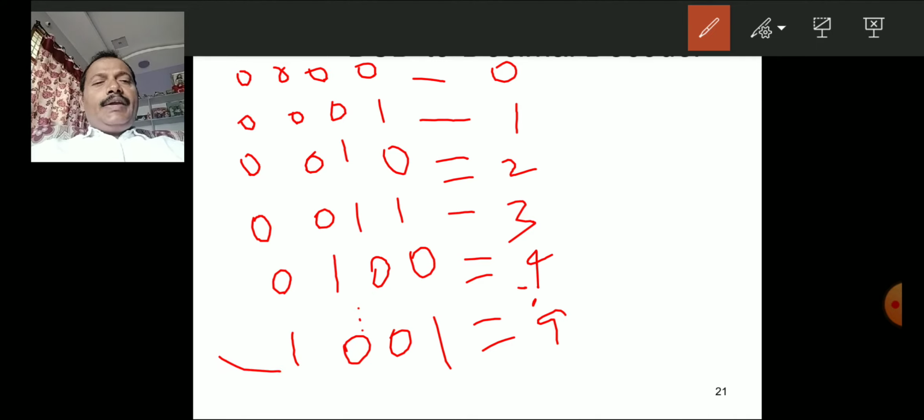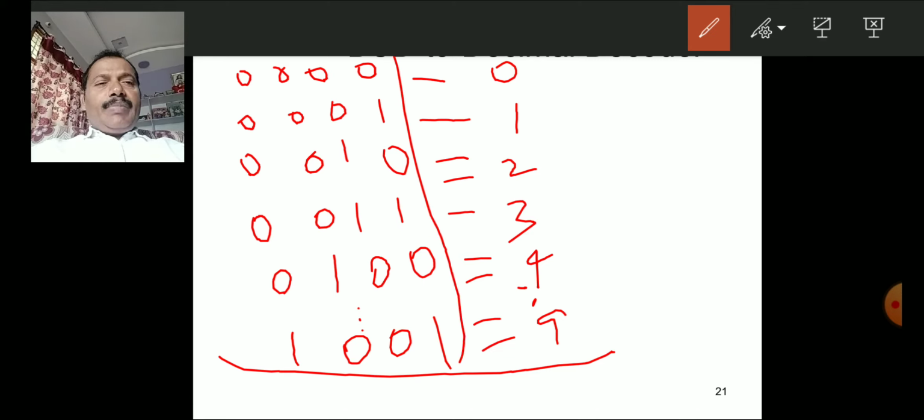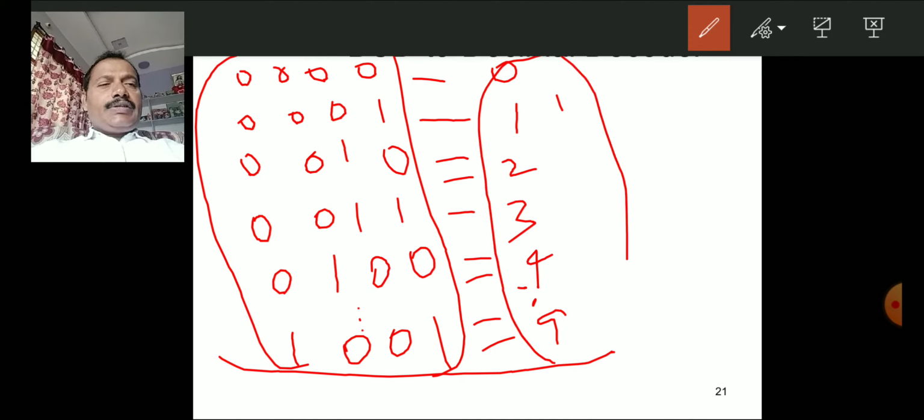Up to 9 only you have the BCD codes, and you have to design a digital circuit to convert BCD numbers. These are the BCD numbers into decimal numbers. These are the decimal numbers. So BCD to decimal decoder. To design BCD to decimal decoder.